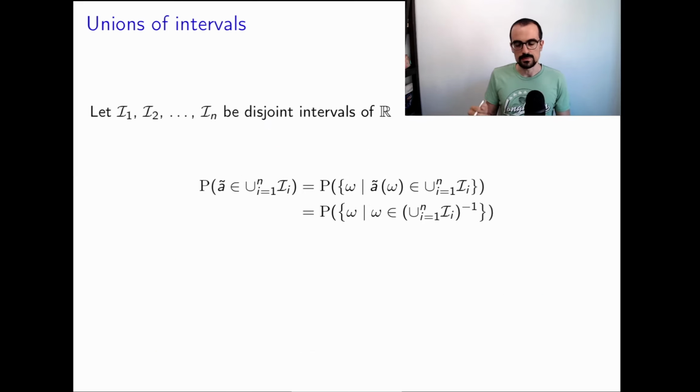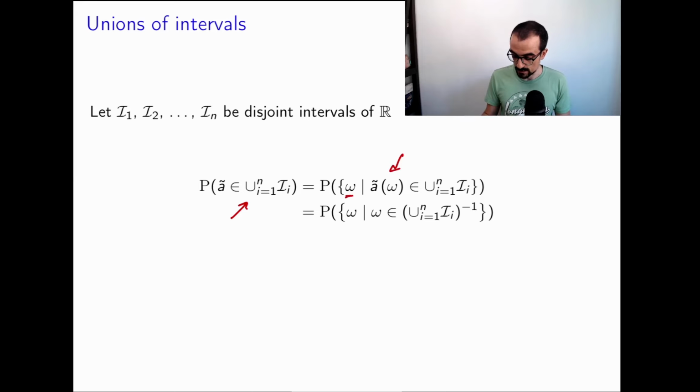Okay, so let me just write the mathematics for the mathematical explanation, especially when we have n intervals. And if we have countably infinite intervals, the idea is exactly the same. This is very fancy notation, but it's exactly what I just said. What is the probability that A is equal to this union? It's just the probability that A is mapped to these guys.